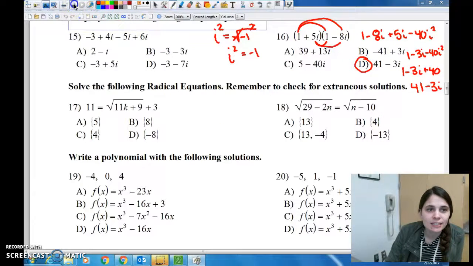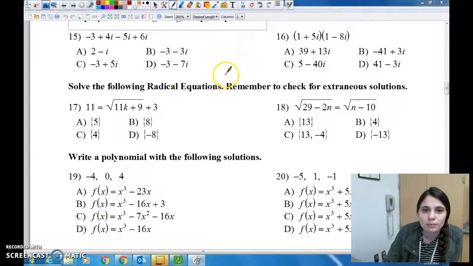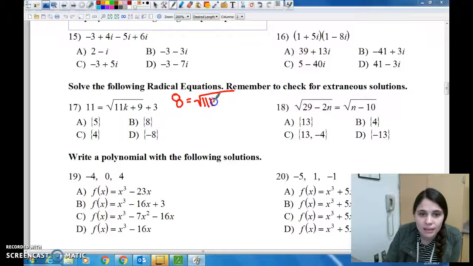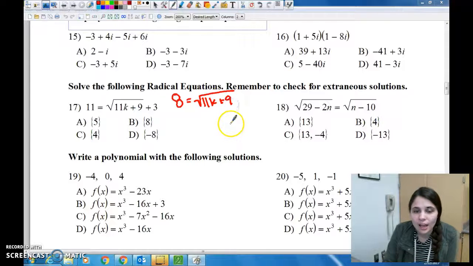Numbers 17 and 18 are solving radical equations. The biggest thing to remember when solving radical equations is you have to have the radical by itself before you can square both sides. So on this one, I've got to get rid of this 3 first. If I subtract 3 from both sides, then I'm left with 8 is equal to the square root of 11k plus 9. And now that this radical's by itself, in order to get rid of it, I can square both sides. So that cancels this radical, and 8 squared is 64, equal to 11k plus 9.